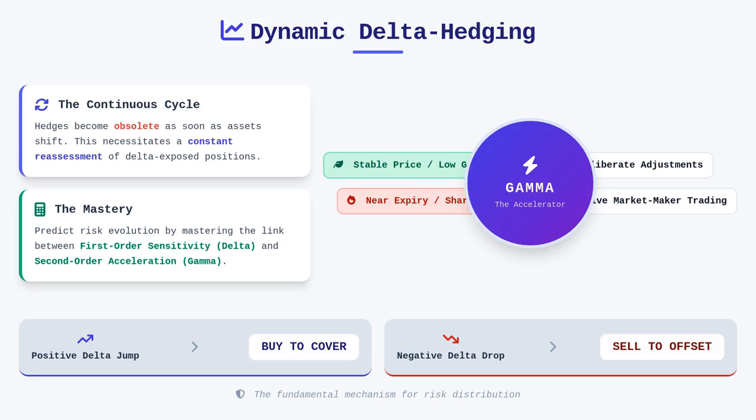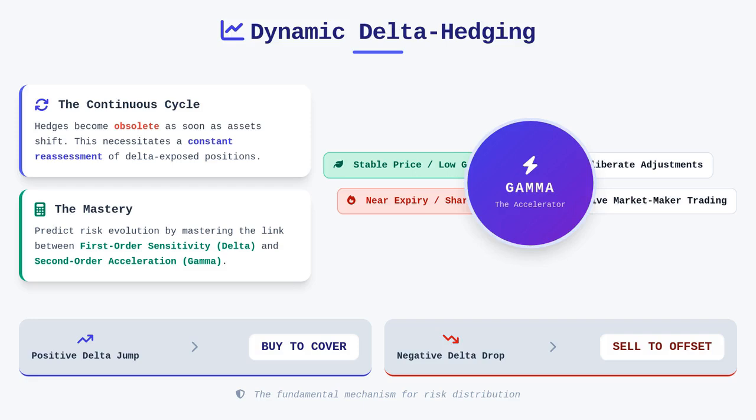expanding. When the underlying price is stable, low gamma environments allow for slower, more deliberate adjustments to hedge ratios. However, as the expiration date draws closer, the gamma curve sharpens, leading to scenarios where a market maker must trade aggressively to offset changing delta profiles. It is this active cycle of buying to cover a positive delta jump or selling to offset a negative drop that sustains the market mechanism for risk distribution.